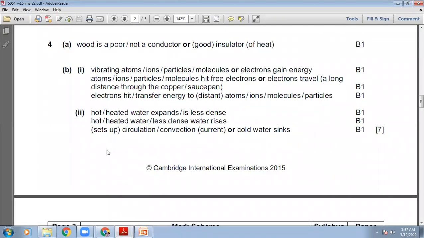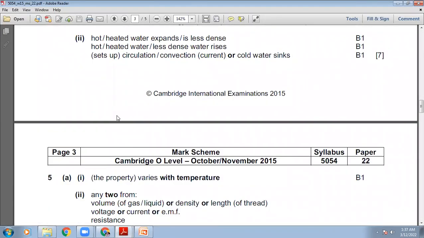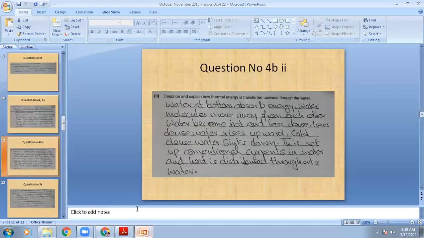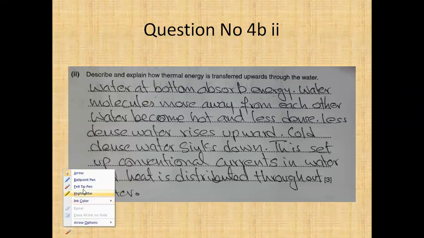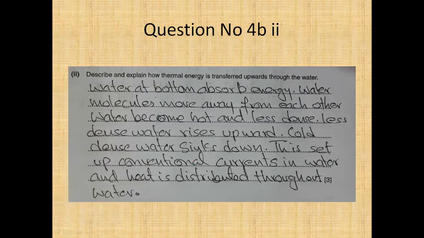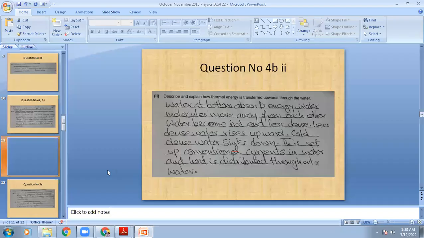Okay, so let's have a look at the marking scheme. It says, hot heated water expands, is less dense. Water rises, sets up circulation, or you can say convection currents, or cold water sinks. I have written here the word convectional. It's not the word convectional, it's convection currents. So make this mistake correct. This is not convectional, it's convection currents. So hopefully you understand. Okay, so keep this change.